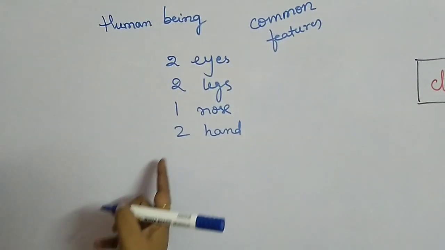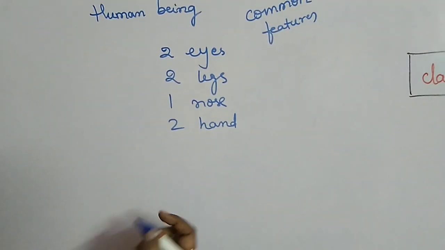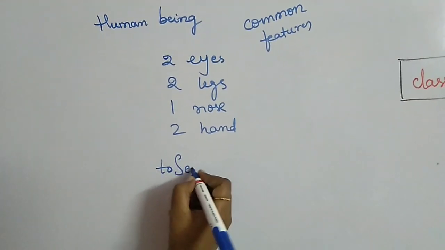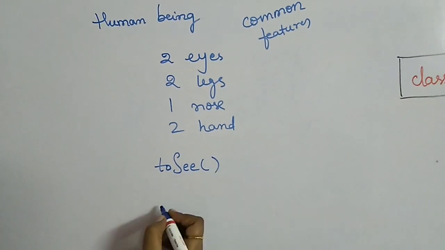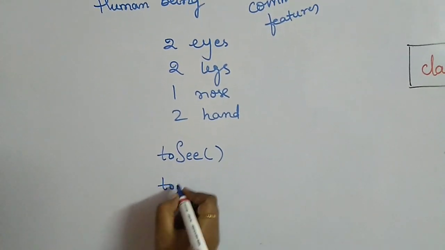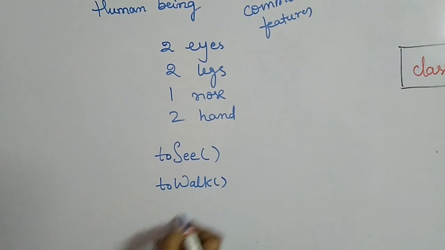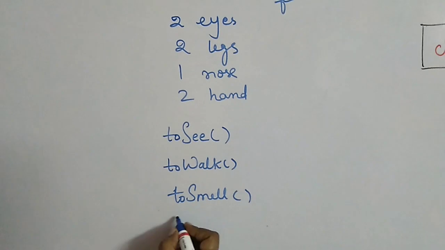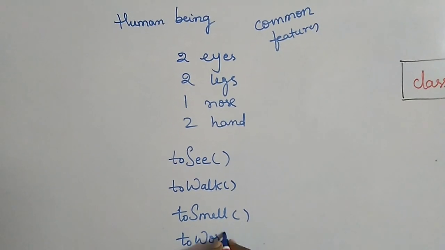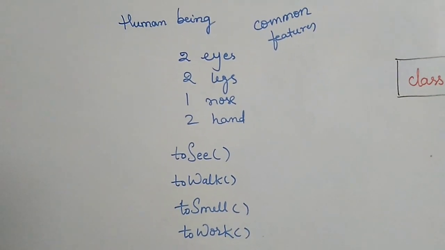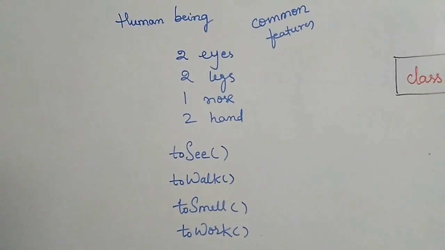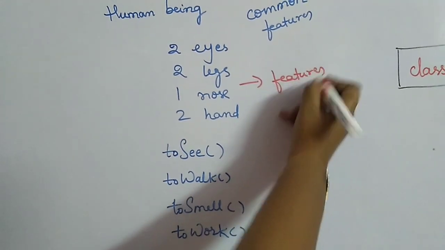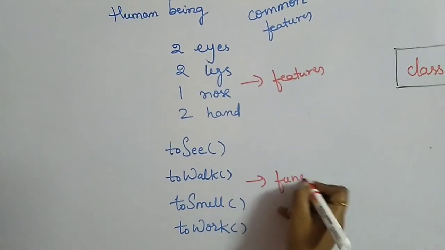And we'll be looking at the functionalities of the human beings. What are the functionalities of the human beings? The human beings can see objects, see the world, and walk. Another functionality is to smell, and to do work with the hands. So these are all the functionalities. Now see very carefully, friends. These are the features, and these are the functionalities.